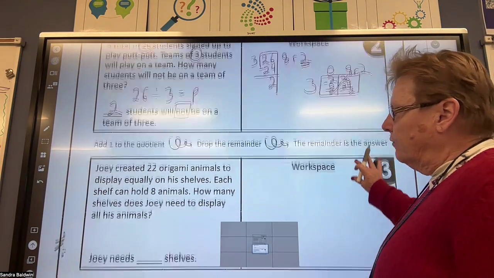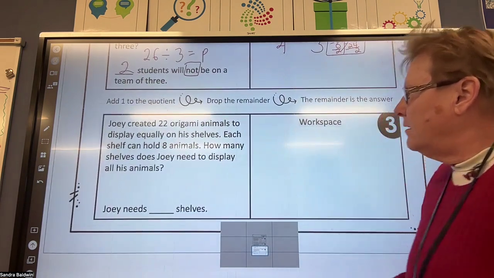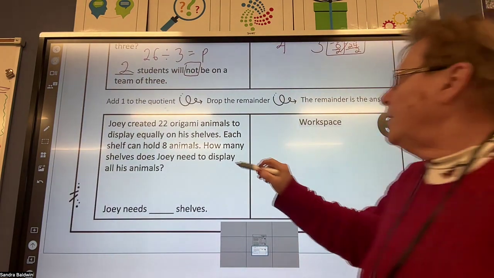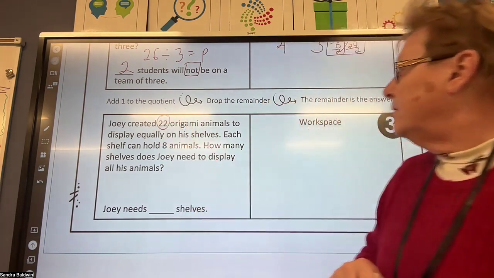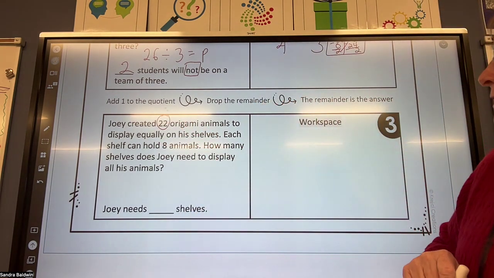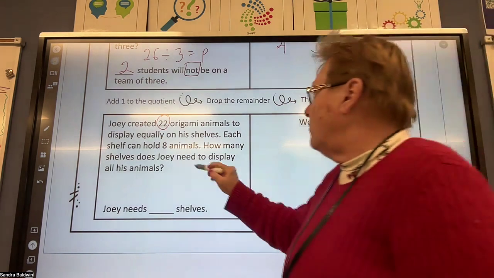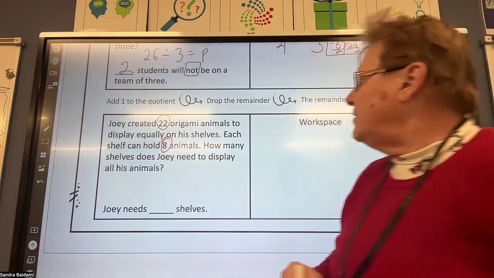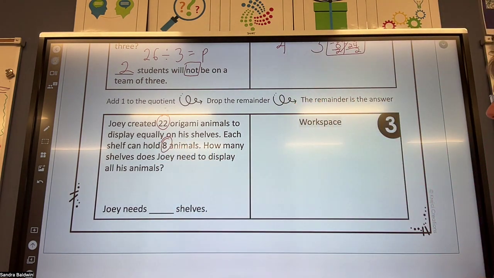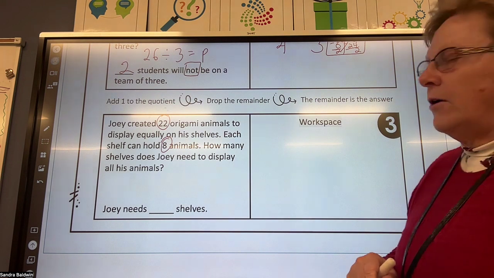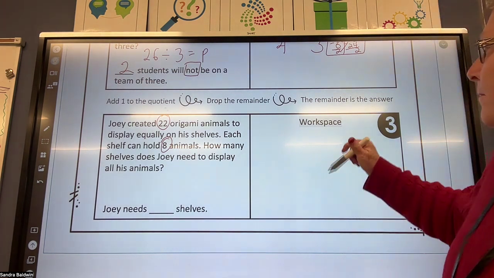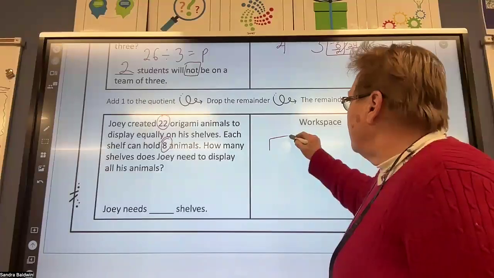So real quick, I'll go over the other one we did in class, which was Joey created 22 origami animals to display equally on his shelves. Each shelf can hold 8 animals. How many shelves does Joey need to display all his animals? I could just draw a picture of it, but I'm going to do it with the partial quotient way.